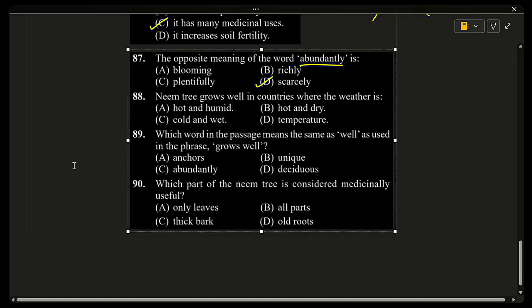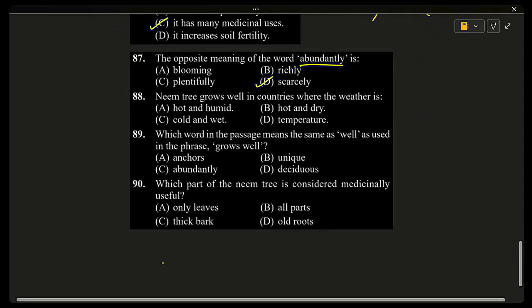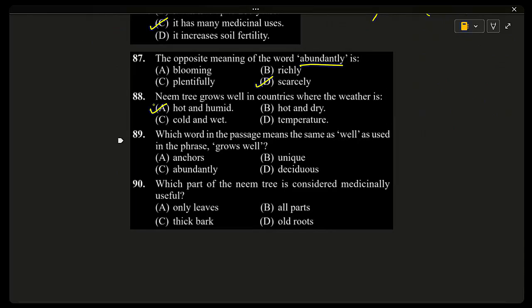Neem tree grows well in countries where the weather is hot and humid, hot and dry, cold and wet temperature. Okay, so that is answer A, hot and humid. So tropical regions, about tropical regions, you should have some knowledge. They are hot and humid. Humidity means the water percentage in the atmosphere. 89.